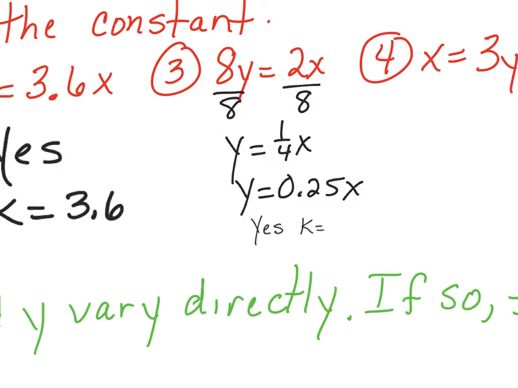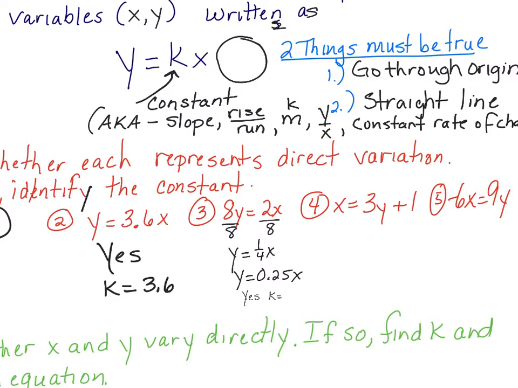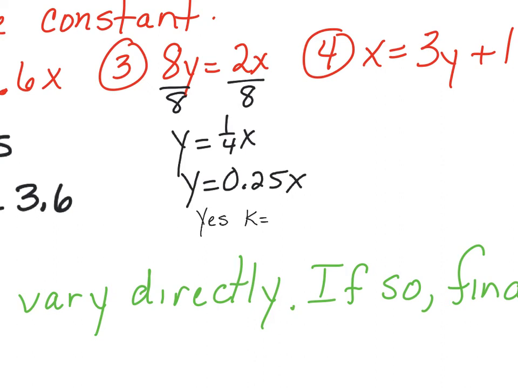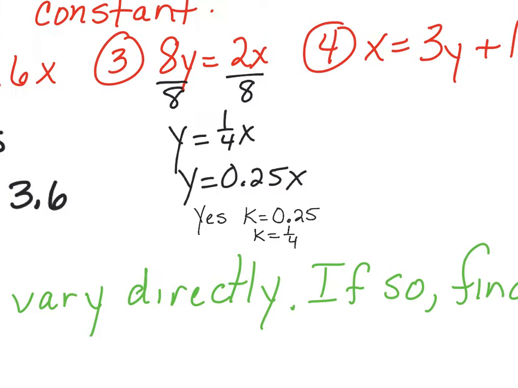It's in the form y equals kx, right? The k is the number out in front of the x. What is that? 0.25, or what else could I write? 1/4. Mm-hmm. Yep, either one of those would work.